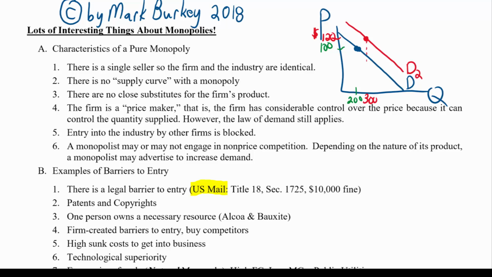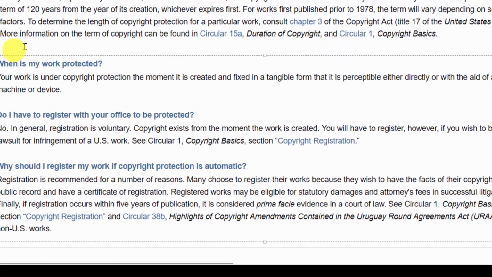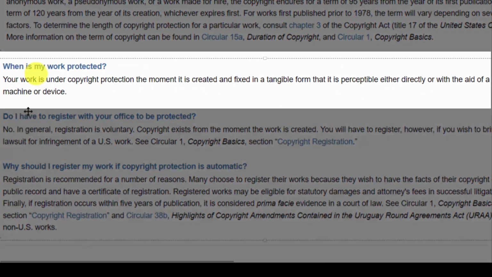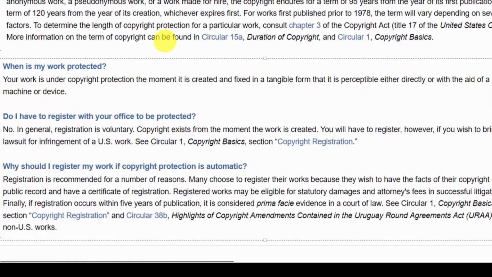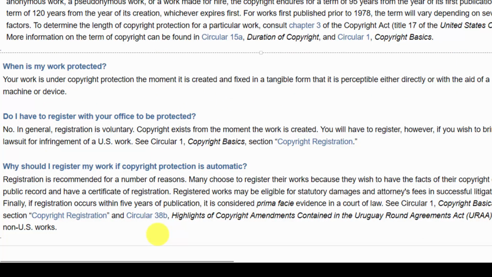Now there's a lot of misunderstandings about how you can copyright things. Let's look at the details. So this is from the United States Copyright Office page. It says, "When is my work protected by copyright? Your work is under copyright protection the moment it is created and fixed in a tangible form that is perceptible either directly or with the aid of a machine or a device." So this means as soon as you create whatever it is you're creating, a document, as long as you create it in a fixed, tangible form that is perceptible either directly or with the aid of a machine or device.